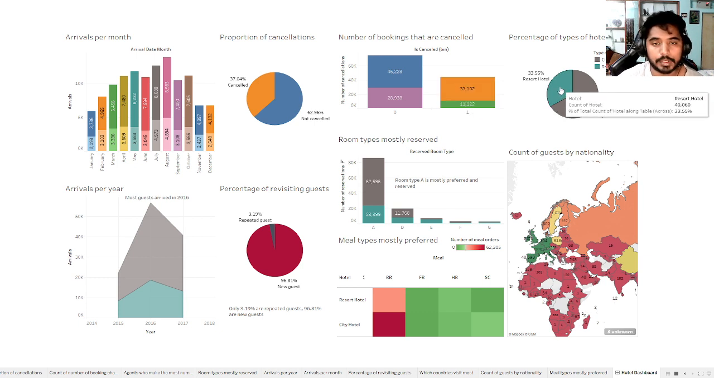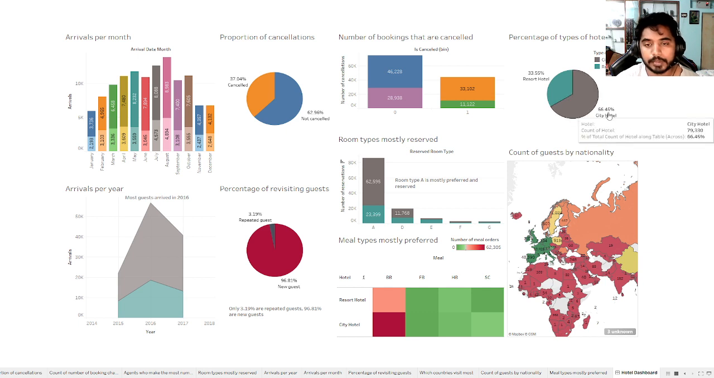Next we see the percentage of hotel types. So what is that? There are two types of hotels, one is city hotel and one is resort hotel. So city hotel comprises 66.45%, and resort hotels comprise 33.55% of the entire data set. So this pie chart shows the proportion of the types of hotels.